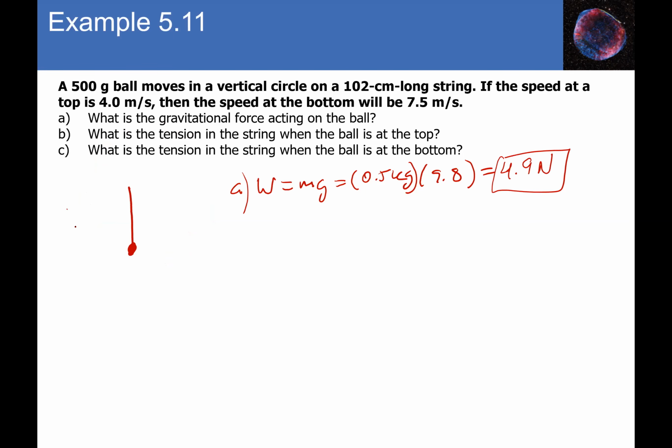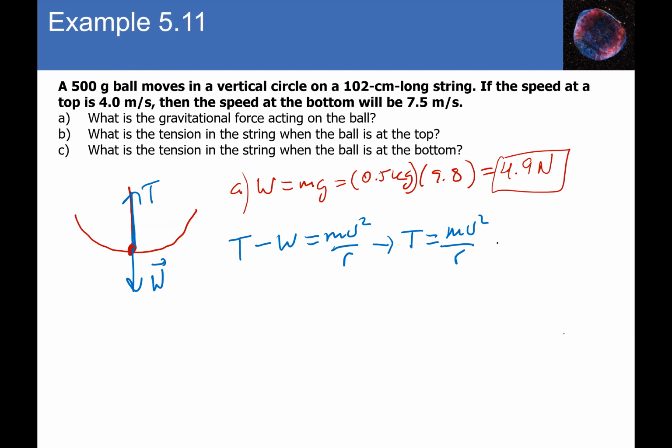All right, so now let me do this part so it's a little bit cleaner like this. So when it's at the bottom, the forces acting on it are gravity and the tension. Now the question is, which one should be stronger? Well, remember, it has a net centripetal force toward the center. That means the tension should be higher. So tension minus weight should equal mv squared over r. This is your net radial force. So the tension is equal to mv squared over r plus mg, which is the weight.